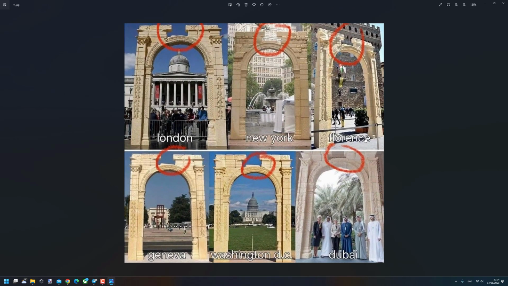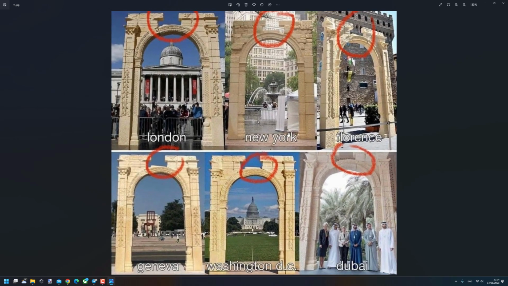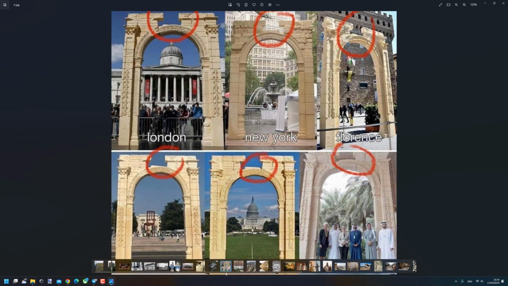Now look at this one here, guys. London, New York, Florence, Geneva, Washington DC, and Dubai. All of them have this arch, this column, this piece missing from here, indicating something very important: that all the governments are controlled by one single order, and our economy and our politics is basically a simple facade, as simple as that.